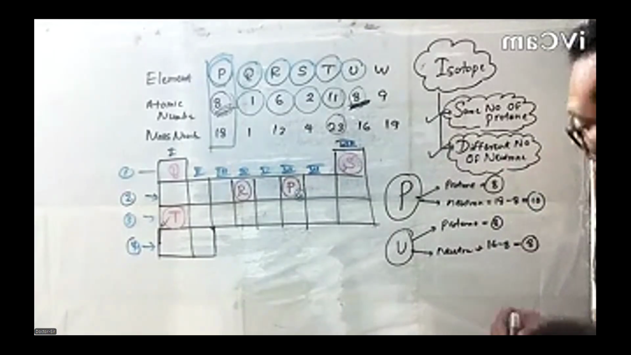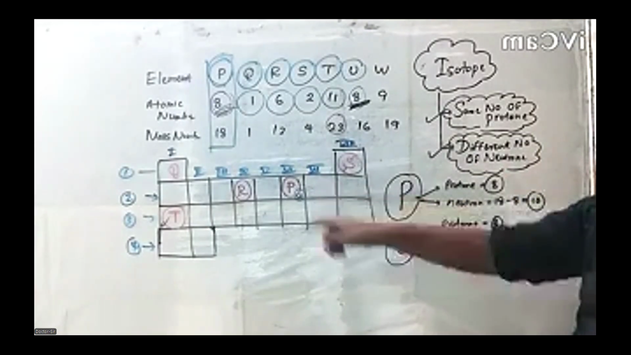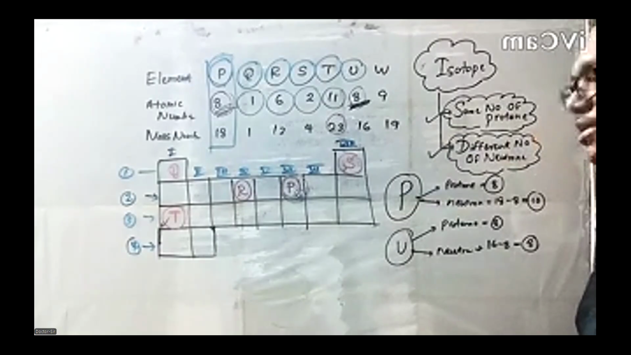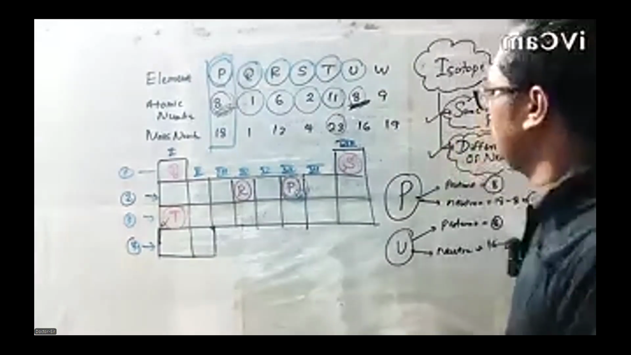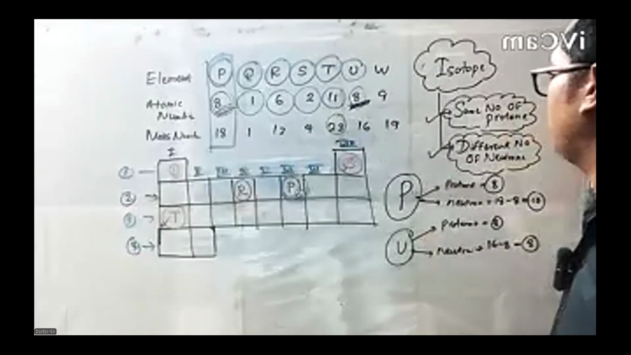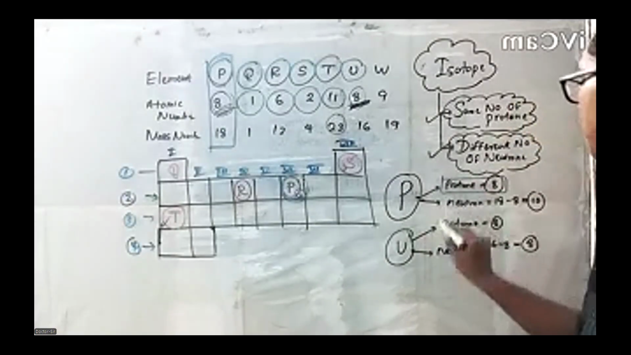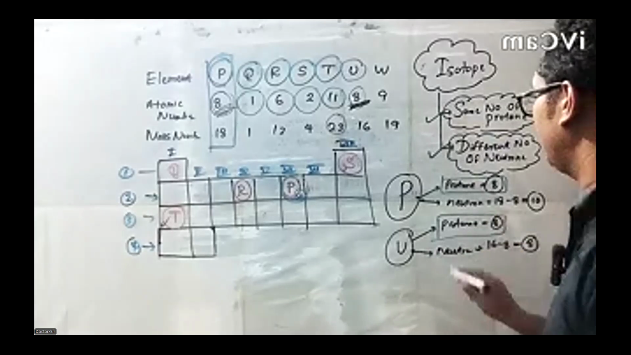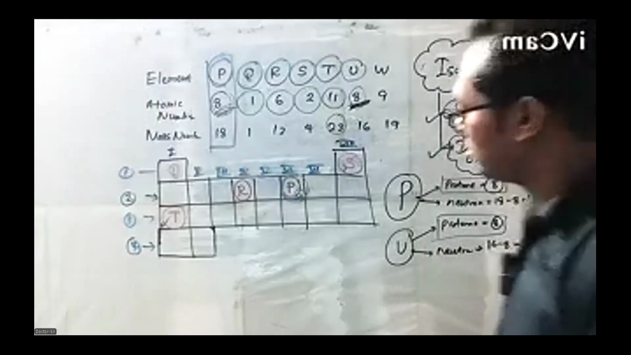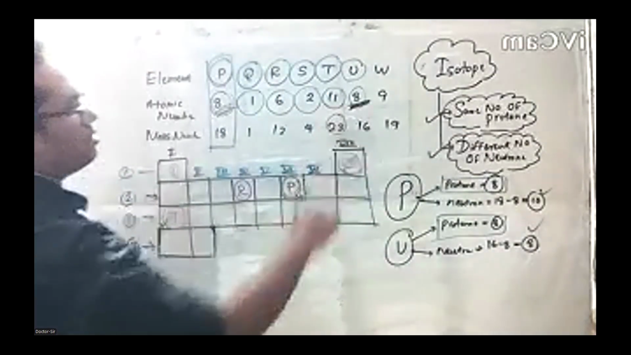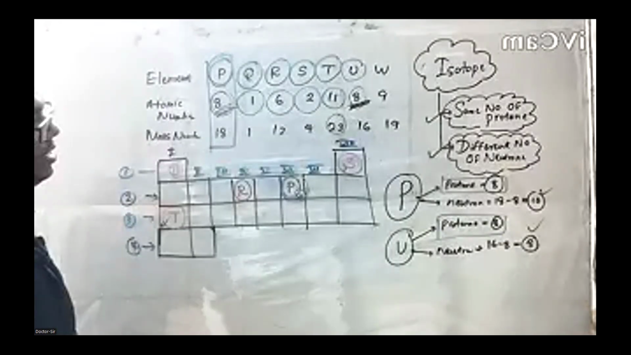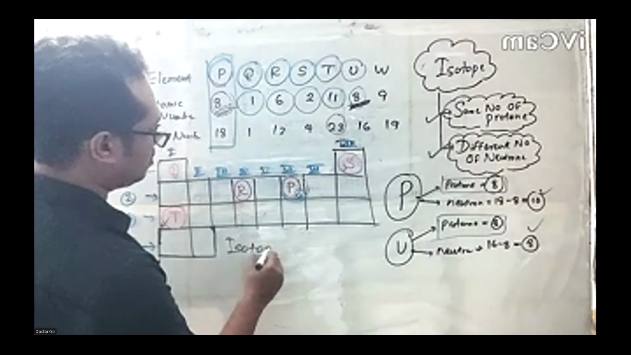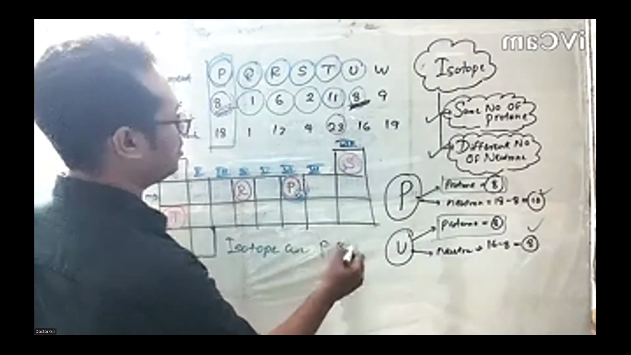Now this matching, why? Isotope, same element. Both of them come to the same place in the periodic table. That means they are coming from the same element. So P and U are isotopes. Why? They have the same number of protons but a different number of neutrons. So you catch the idea, right? Good, super. Now I have explained the simple definition for isotopes, and then we found out what the isotopes are. So the isotopes are P and U.